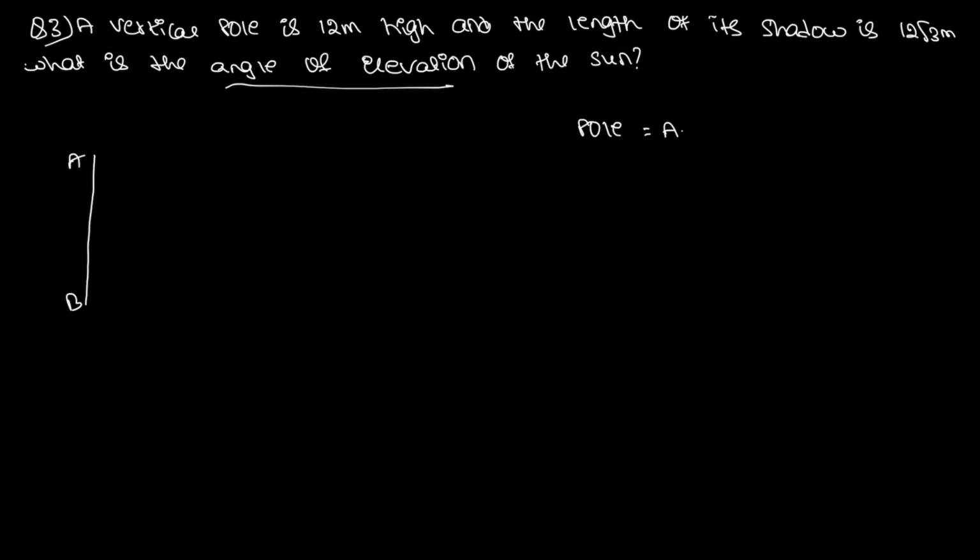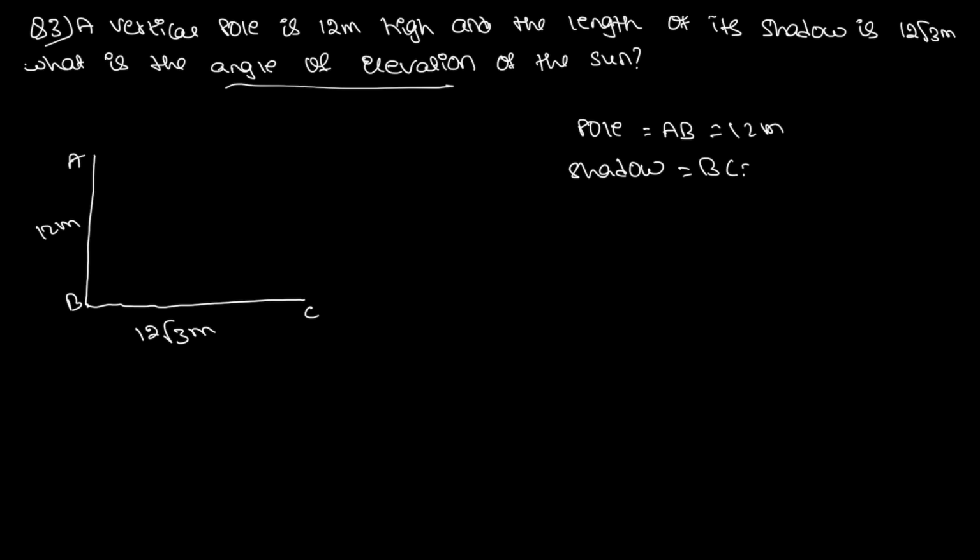Pole is equal to AB. Right. Next we have its shadow. This will be our shadow. Right. So shadow is of 12 root 3 meters. Let this be point C. Our height of the pole is 12 meters and shadow is equal to BC, which is of 12 root 3 meters.